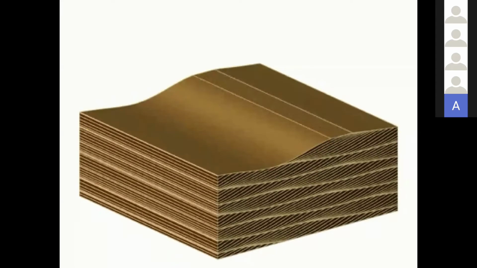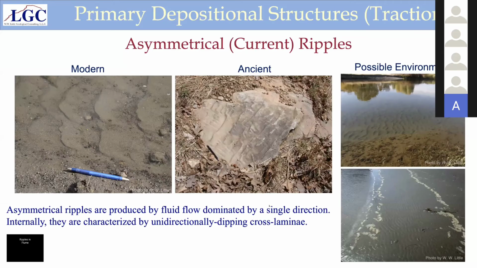So with the asymmetrical aspect of this versus symmetrical, the current versus wave. Asymmetrical ripples, as I've said, are produced by single flow or by fluid flow that is mostly in one direction. Internally, the cross bedding, as we saw in the previous diagram, is going to be mostly unidirectional. And what I've got here on the right, this is a picture. I'm standing on a point bar in a river here in Idaho. The flow is from the left to the right in this photo.